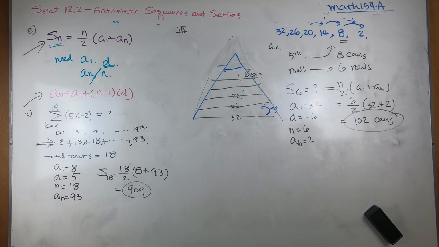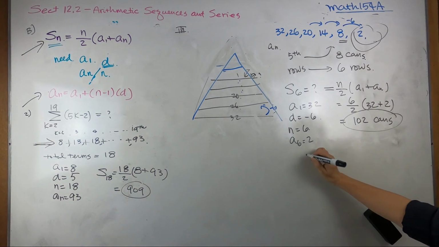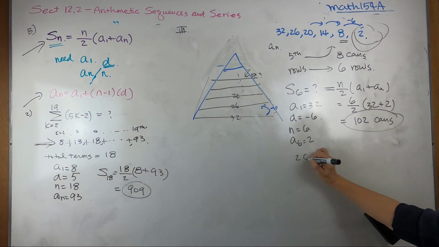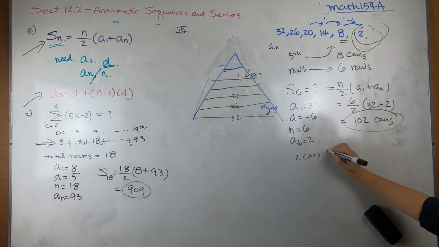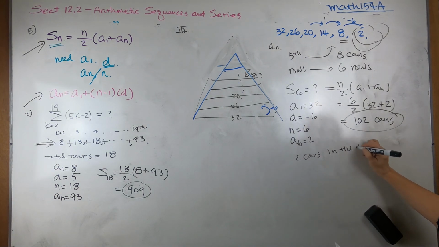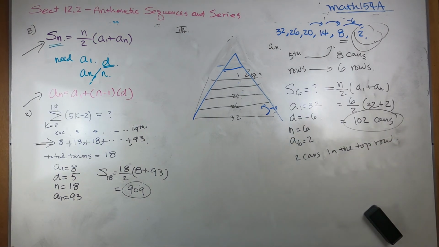So how many cans in the top row? That will be 2 cans, okay? 2 cans in the top row, right? That's how you look at it.